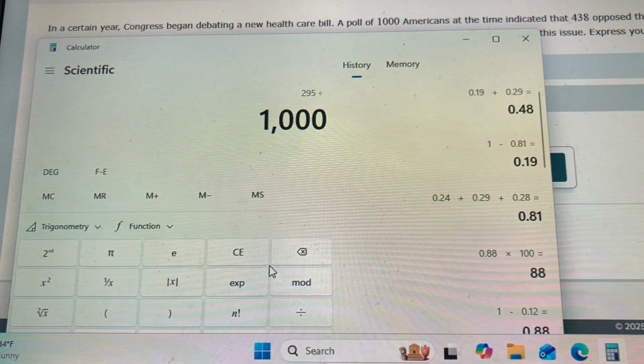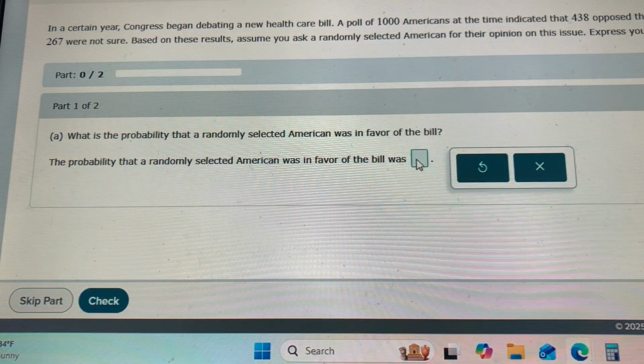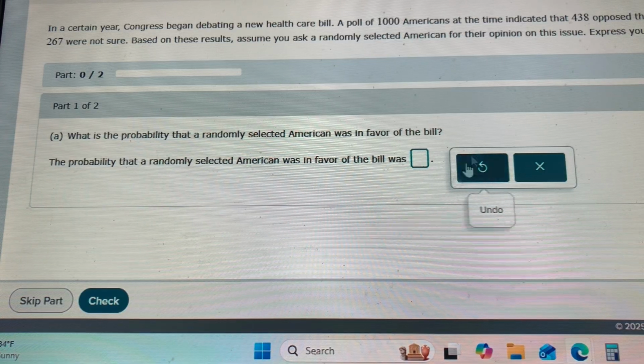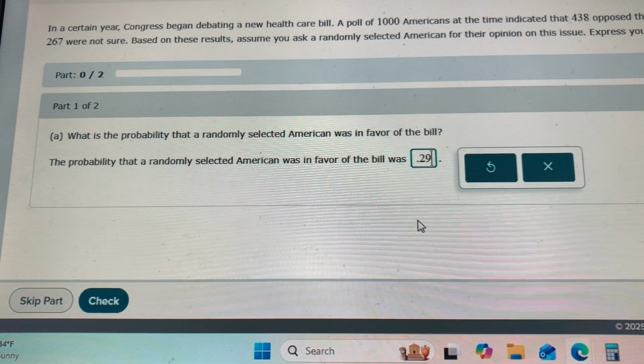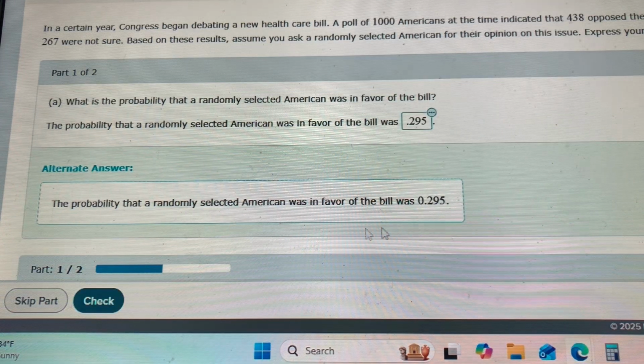So this probably needs to be a decimal, 0.295. Because see, if I click this, there's no fraction bar or tool button to pick, so that's why I knew it must be a decimal. 0.295.